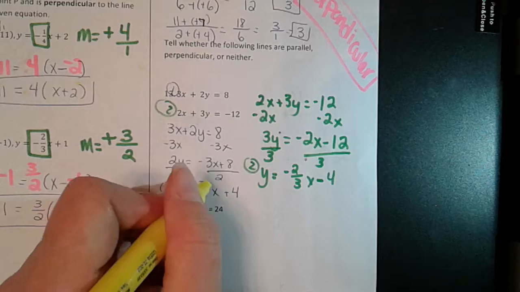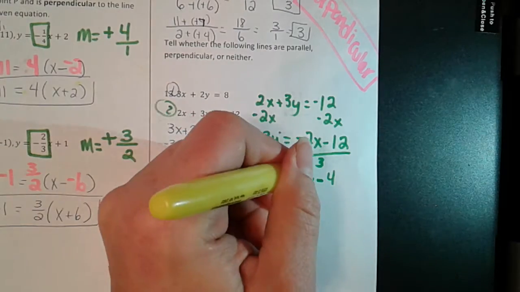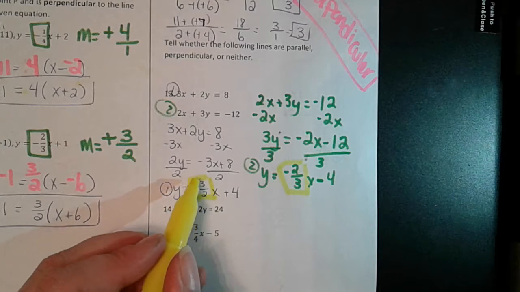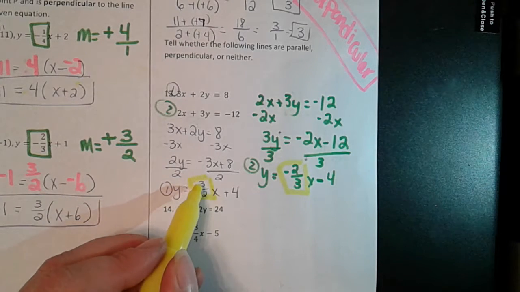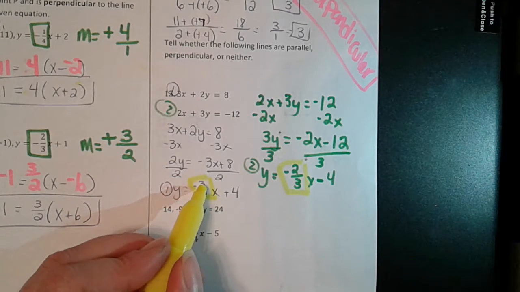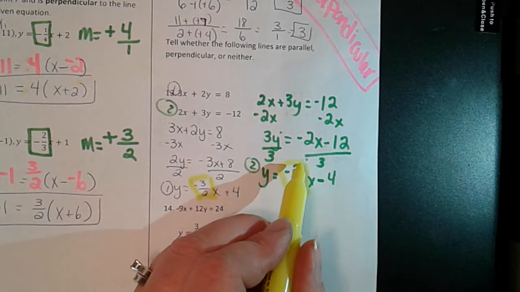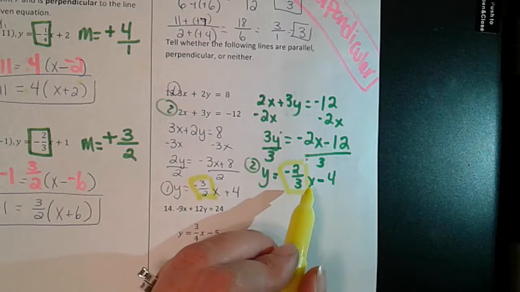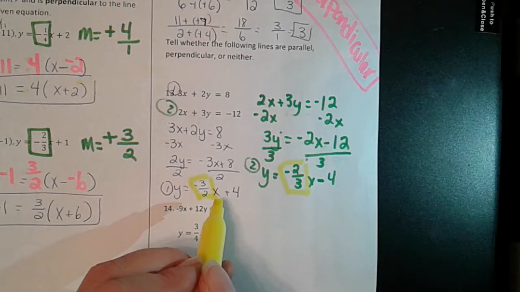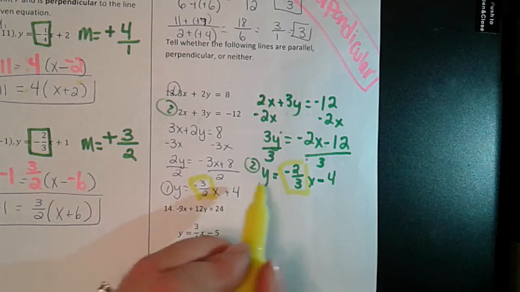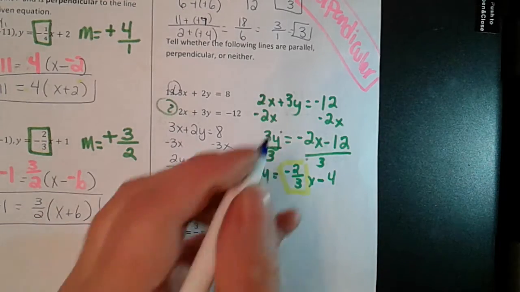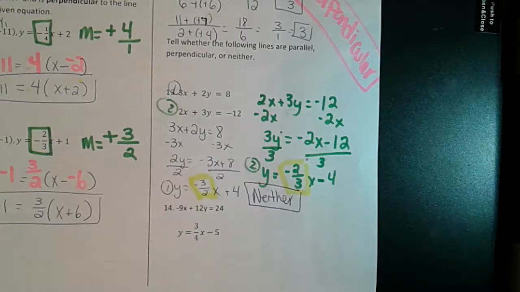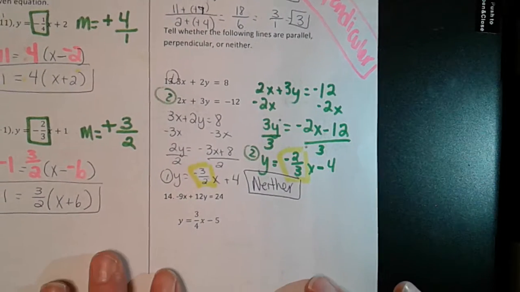Let's find their slopes. Here's the slope of this one, and here's the slope of this one. This one is negative 3/2, so if we flip it and change the sign, it becomes positive 2/3. But if you look at this one, it's negative 2/3. They definitely are reciprocals, but they are not opposite of each other. They still have the same sign. So these ones are going to be neither. They're not parallel or perpendicular.